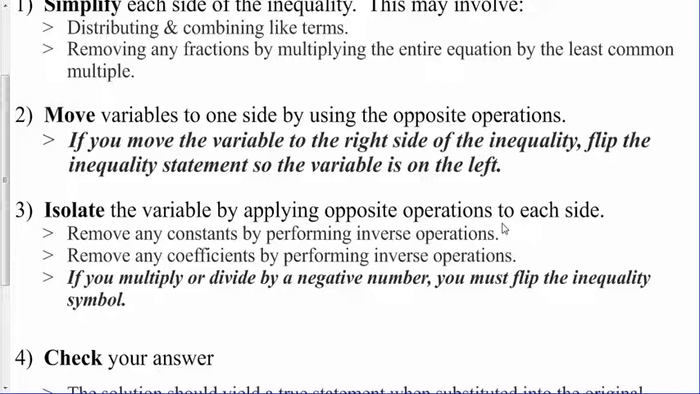Now here's the part that's different. If you multiply or divide by a negative number, you have to flip the inequality symbol. This holds for the rest of Algebra 2 when we are dealing with inequalities. If you multiply or divide by a negative number, you must flip that inequality symbol.